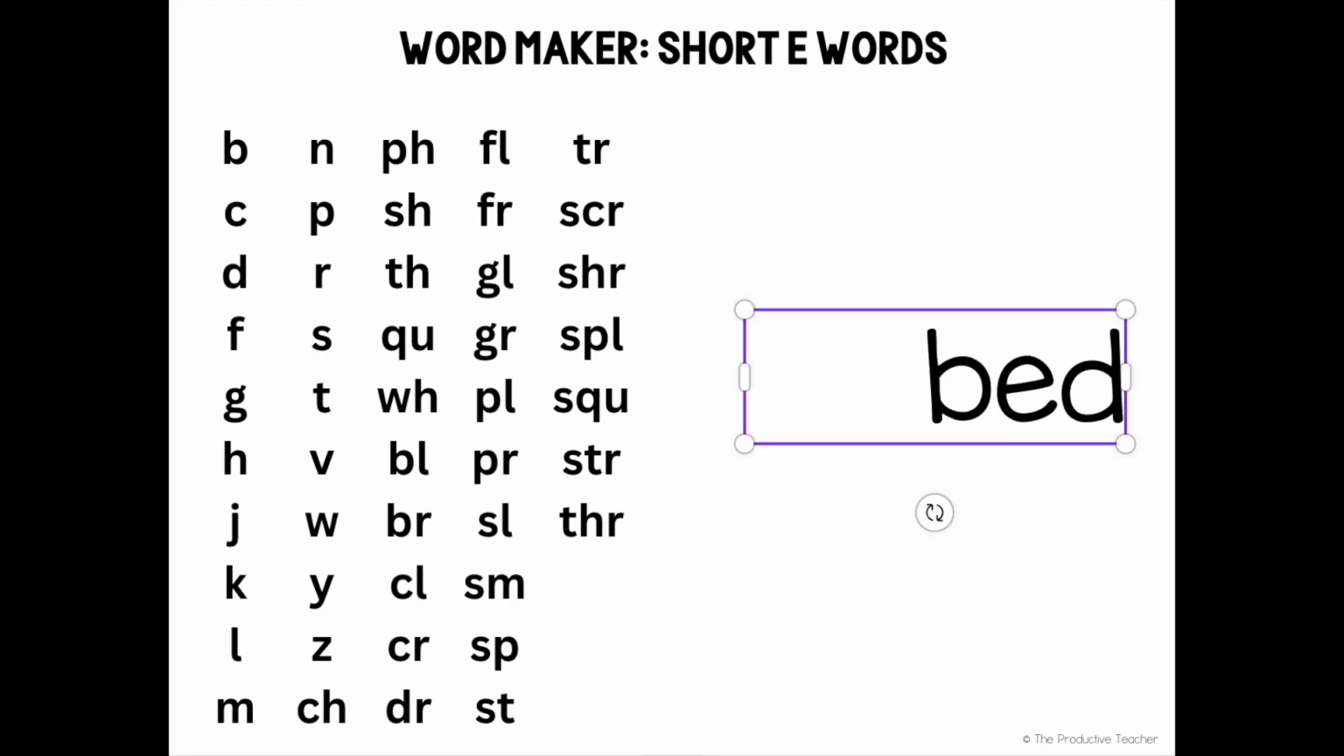Bed. Bed is a word. Said. Said, spelled this way, is not a word. Remember, the letter C makes the S sound when it comes before the letter E. Dead. Spelled this way, dead is not a word. Fed. Fed is a word. Jed. Jed is not a word. Remember, the letter G makes the J sound when it comes before an E.